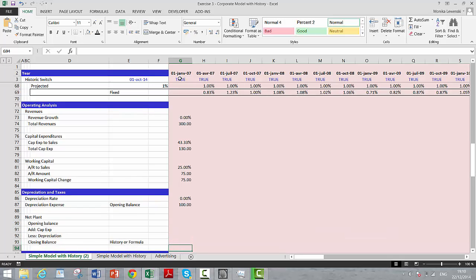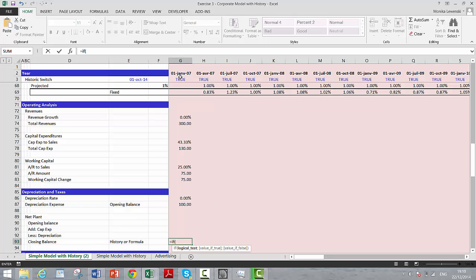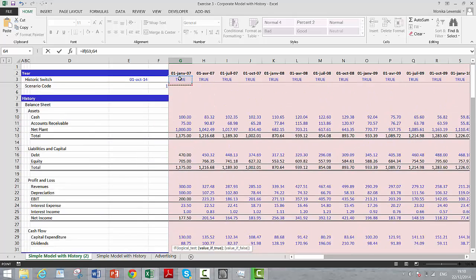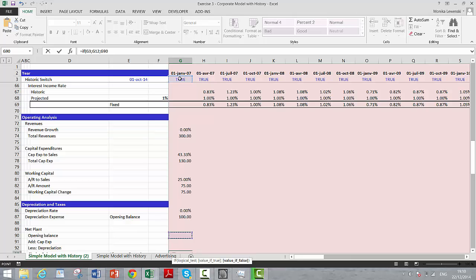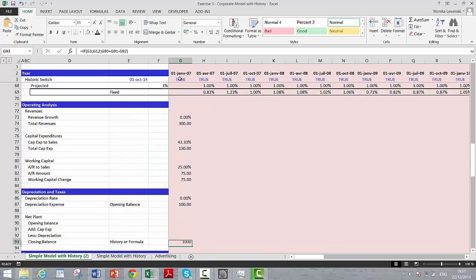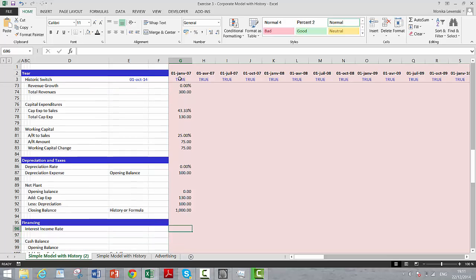Now, here's where it starts to get really nifty. If it's the history, then we're just going to take the actual closing balance of the net plant. Otherwise, we're going to do exactly what it says: take the opening balance plus the capex minus the depreciation. Now, as we do in every single circumstance, the opening balance is the closing balance. We can start with a blank. We've got our capex from just up here, and we've got our depreciation from up here. So we're forcing the closing balance to be the actual in the history.